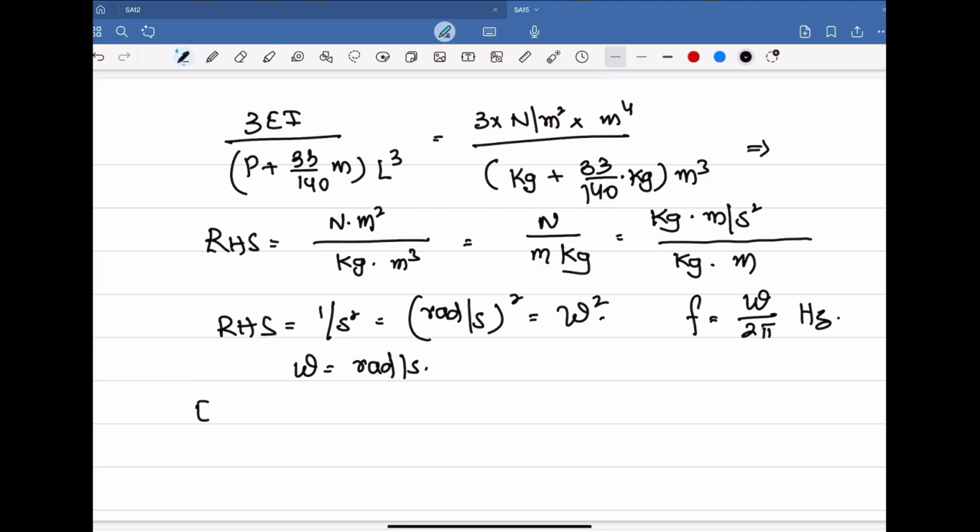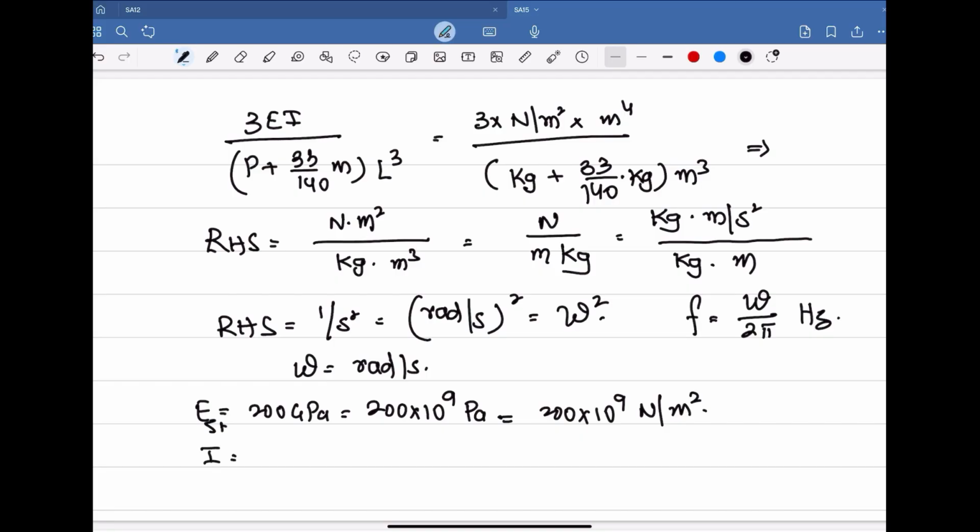Let us take E for steel as 200 GPa, which is nothing but 200 into 10 to the power of 9 pascals. G is giga means 10 to the power of 9, mega means 10 to the power of 6, kilo means 10 to the power of 3, into pascal means Newton per square meter.